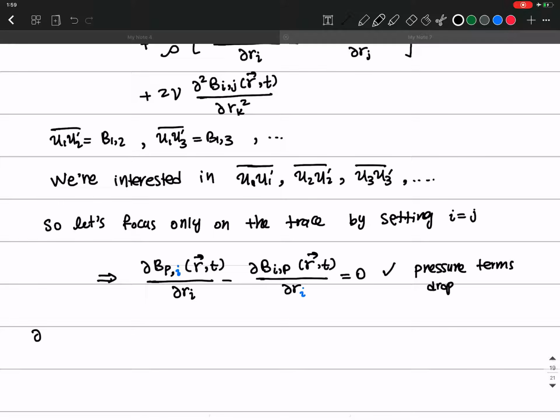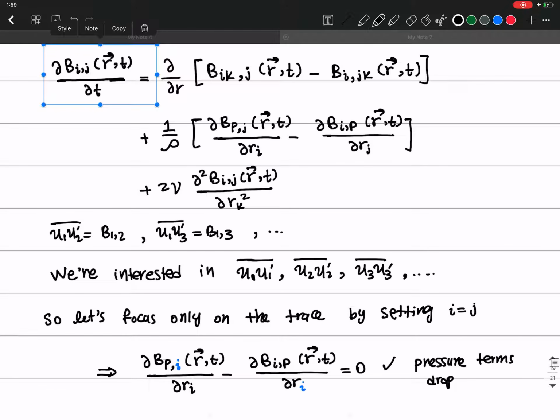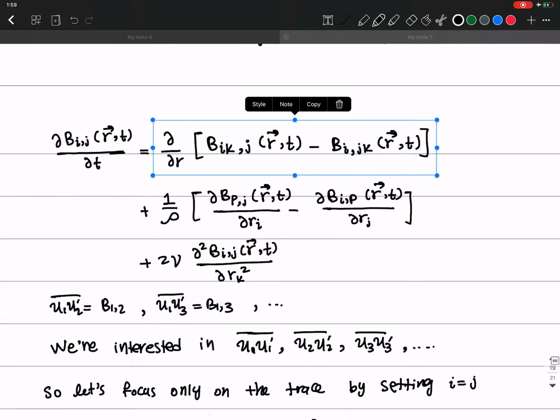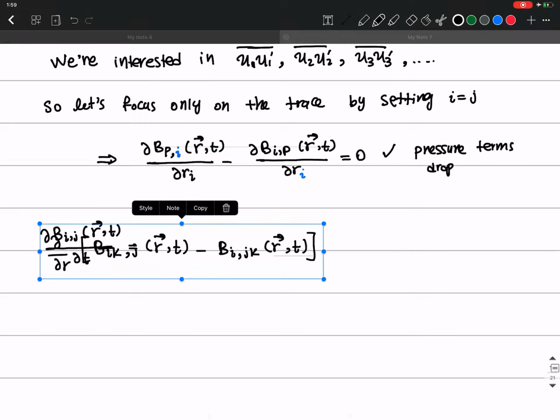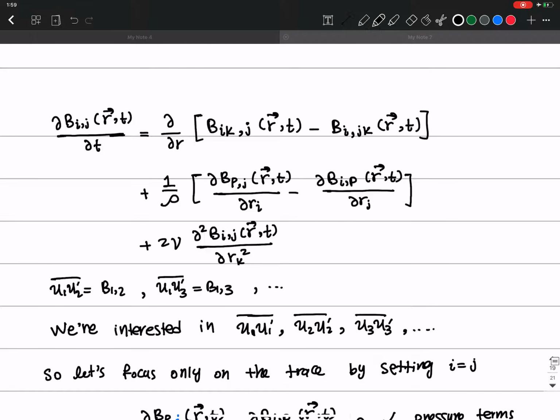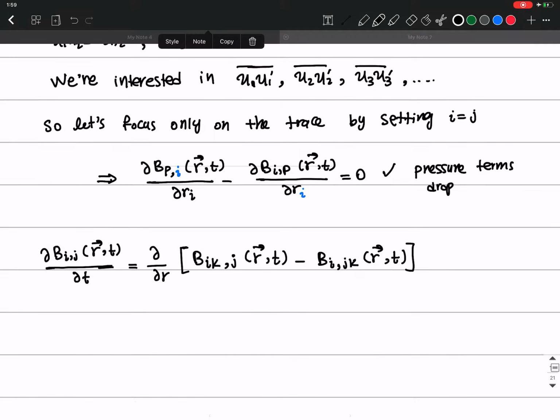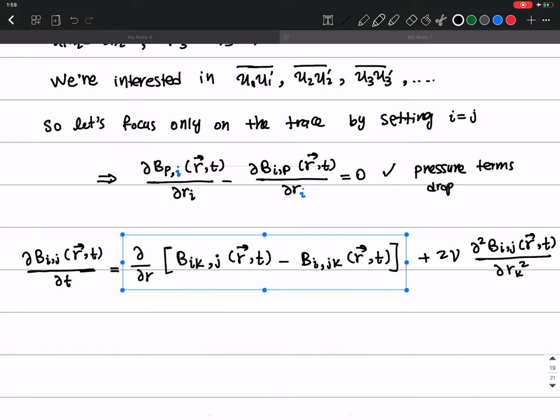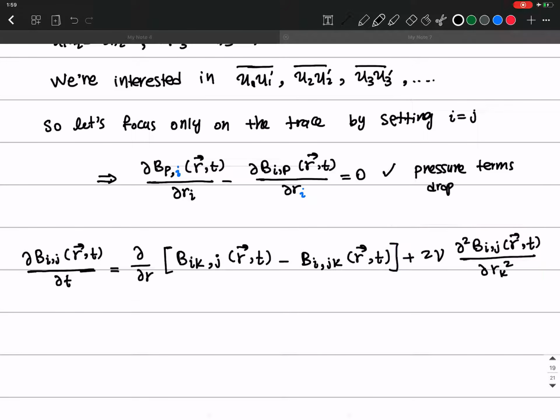So if we just set i equals to j, I can just write it down. So let me copy it here. Then we have this on the left hand side, and then on the right hand side we have this. So let me just copy it and then set i equals to j. Then here we have this. Okay, so let me now set i equals to j in all the terms here. So remove j in all the terms.